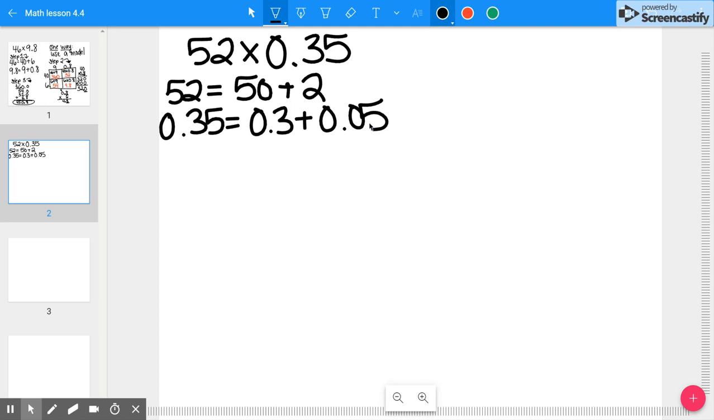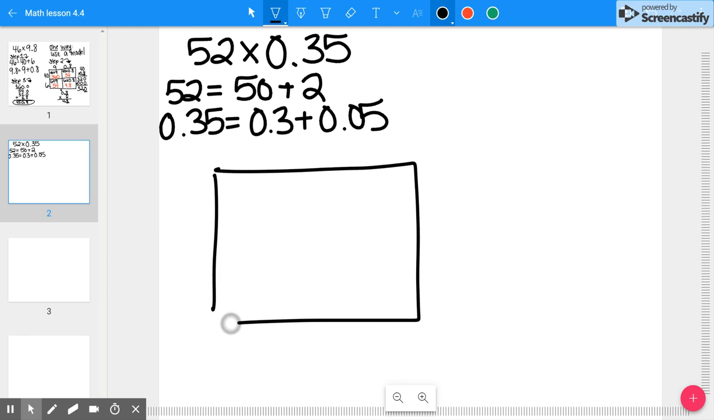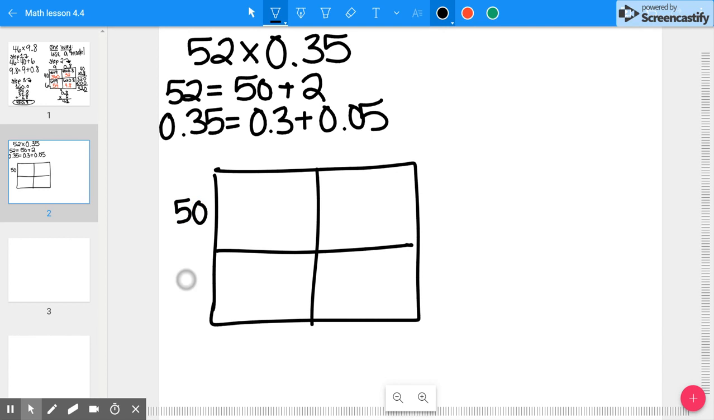So now I need to create my model. So my model, I'm going to draw my box, and I have 4 numbers, 1, 2, 3, 4. So I need 4 squares. I'm going to start with my 52 going down on the sides. I'm going to put 50, and I'm going to give this space 2. And then along the top, I'm going to give my 3/10 and then my 5 hundredths. Now I'm going to start multiplying.